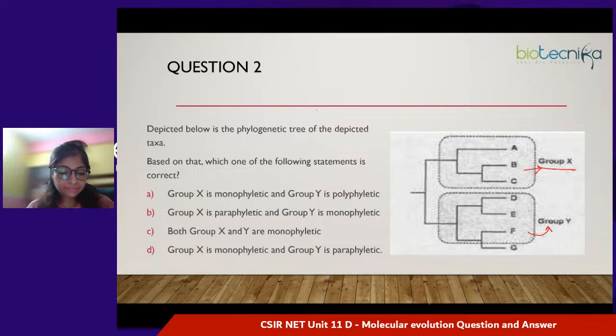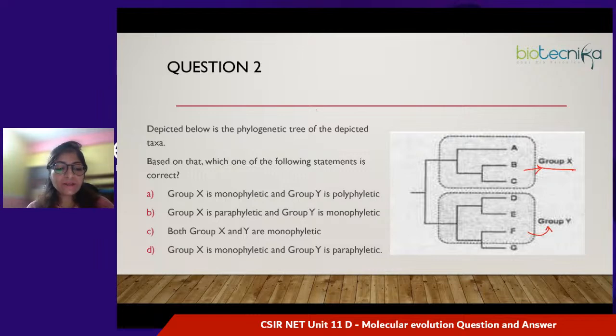Yeah, I'm sorry, Sunshine, that is wrong. Apart from that, everybody has given the correct answer. So here we have to remember the terms, the terms that we use for different kinds of groupings.